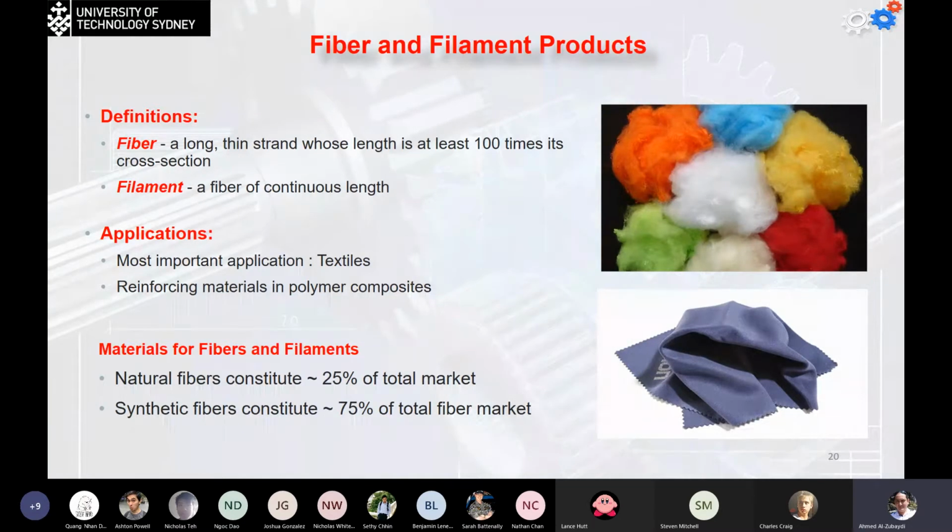The materials for the fibers and the filaments: we can use natural fibers, which are usually about 25% of the total market, where wool production is much less than cotton. Also, we usually use synthetic fibers like this one to make textiles like that.